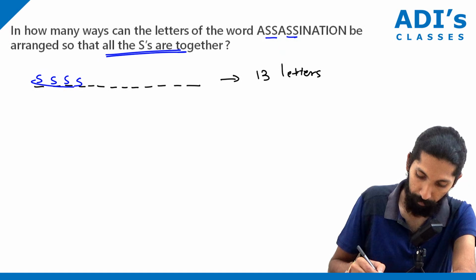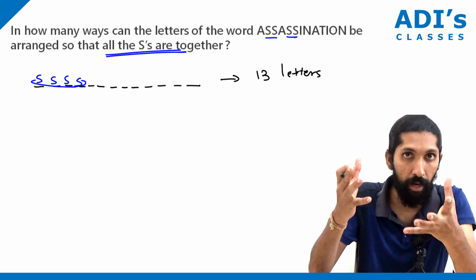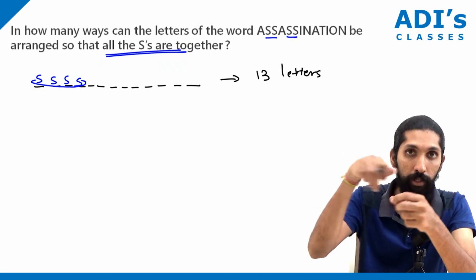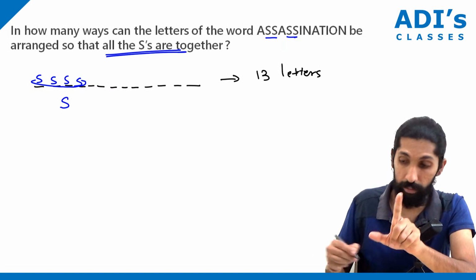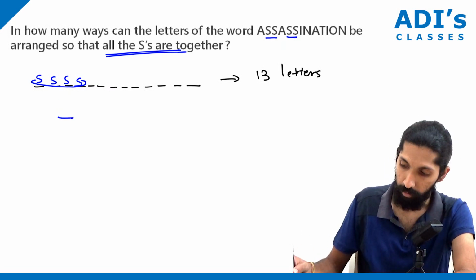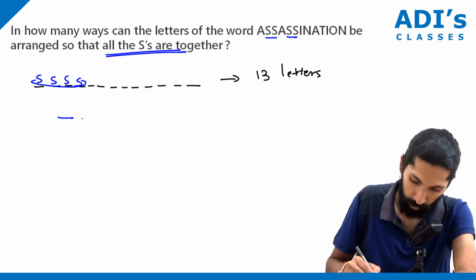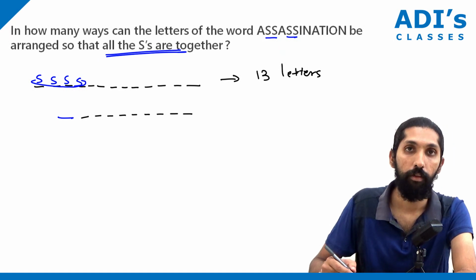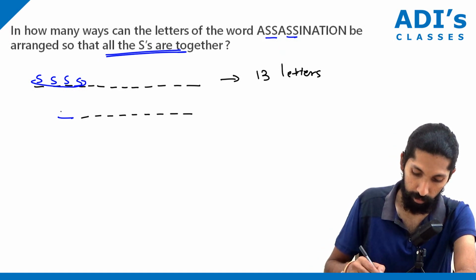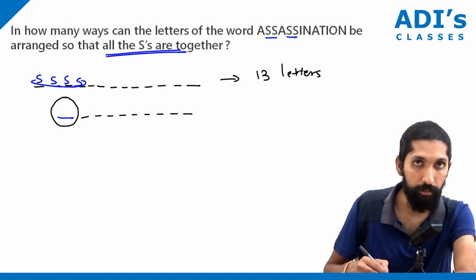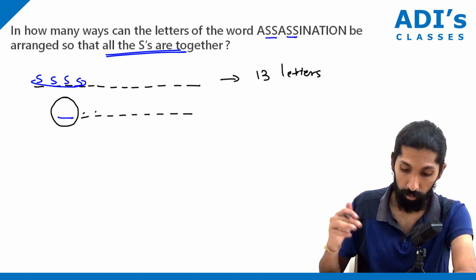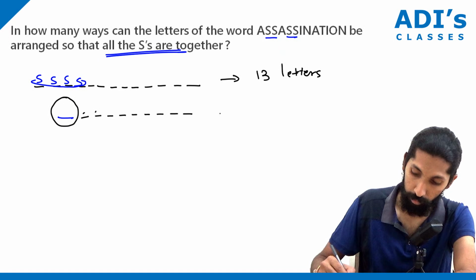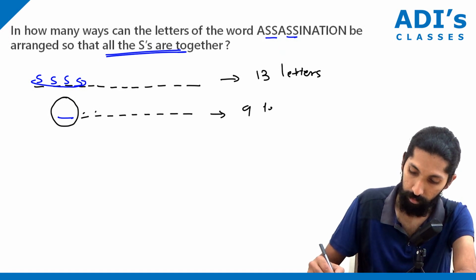Now you tie them up. Imagine like a rope, an imaginary rope. You're tying all the S together. That means we have one S here. That's all. One letter, one special letter. 1. Then you have 1, 2, 3, 4, 5, 6, 7, 8, 9. So in total, this entire S's are collected here. Then the rest of the letters. So you have A, I, N, A, T, I, O, N, all of them. Fine. So in total, we get 9 letters.